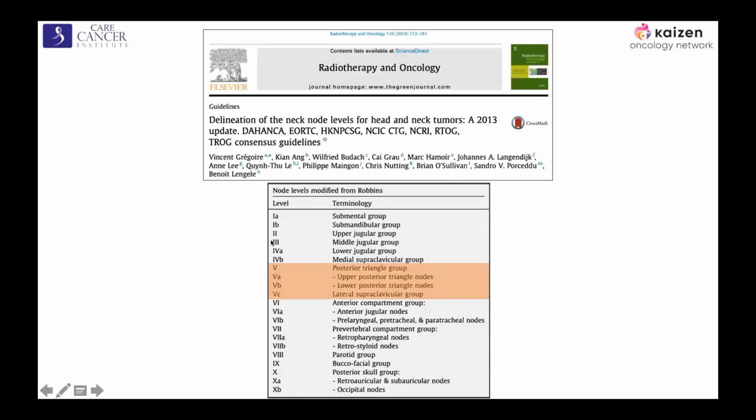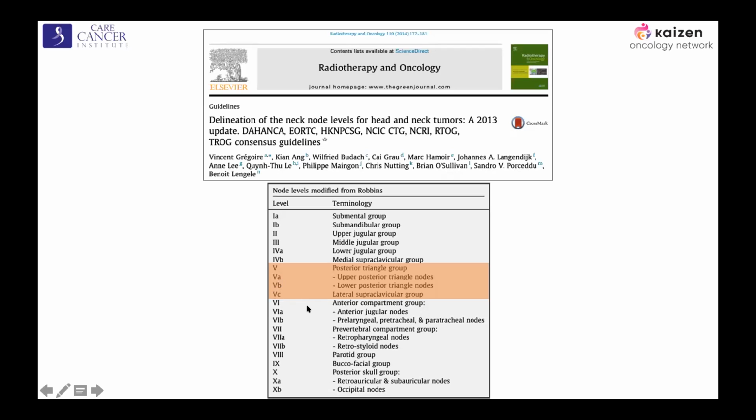So the contouring guidelines have now divided this into 3 groups: level 5A, level 5B, and level 5C. Now 5A corresponds to the spinal accessory group of lymph nodes, 5B corresponds to the transverse cervical group of lymph nodes, and 5C corresponds to the lateral supraclavicular group of lymph nodes. Again, in the previous surgical guideline, there was a 5A and a 5B, so 5B had both 5B and 5C of this. This change was made based on the observation that 5B and 5C are different groups of lymph nodes.